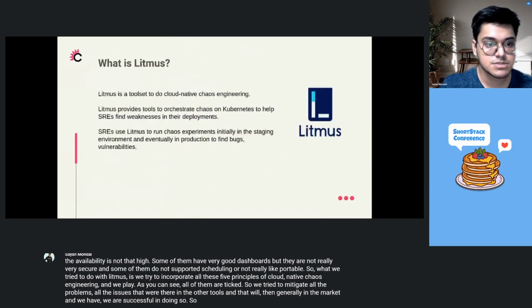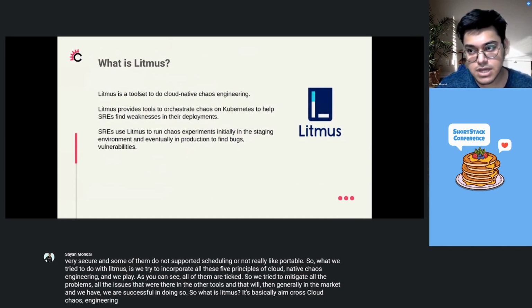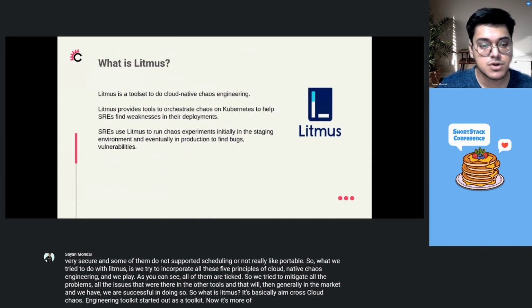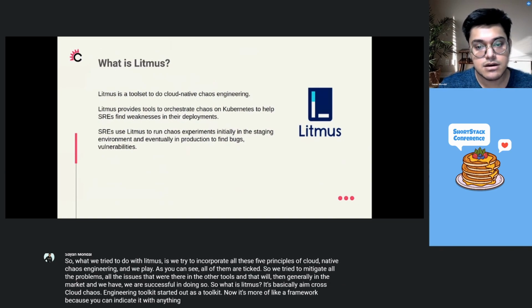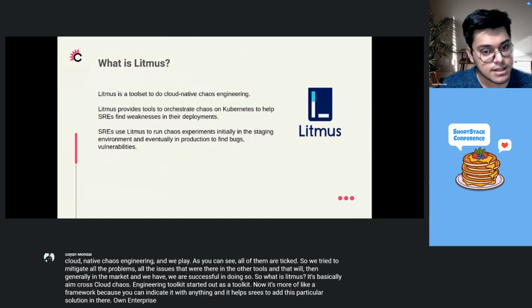So what is Litmus? It's basically a cross-cloud chaos engineering toolkit. It started out as a toolkit. Now it's more of a framework, because you can integrate it with anything, and it helps SREs add this particular solution to their own enterprise requirements, and then induce chaos with the help of this toolkit.